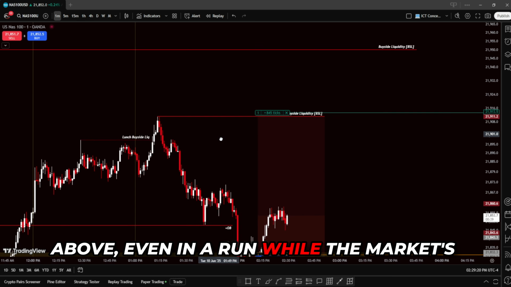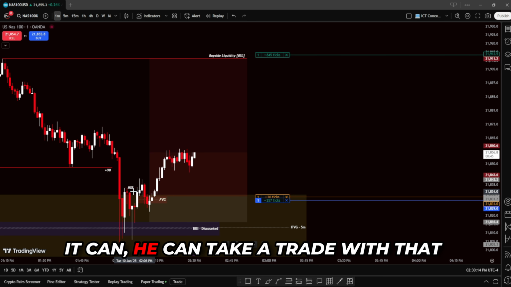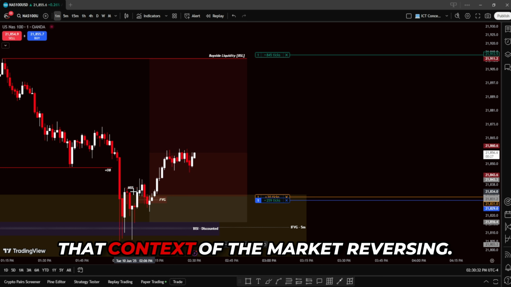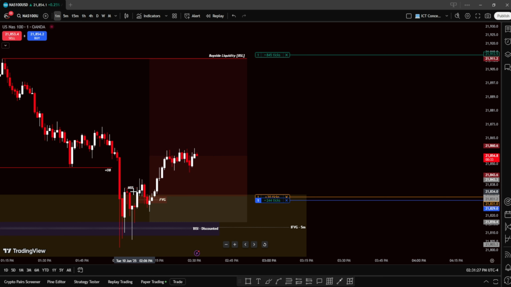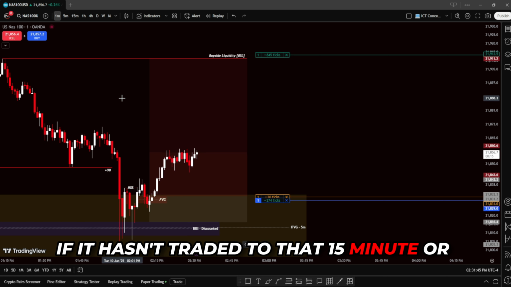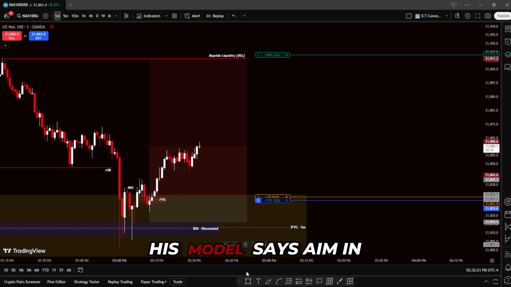Even in a run while the market's been going down, don't think Model 2022. That's not what this is, okay? It's not that. He can take a trade with that model within that context of the market reversing, but we don't need that. The market can be going down for the entirety of the day. If it hasn't traded to that 15-minute or hourly sell-side liquidity pool, it's not done. His model says aim in that direction.